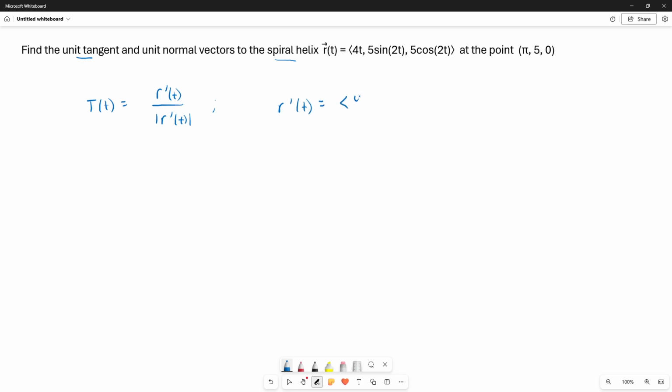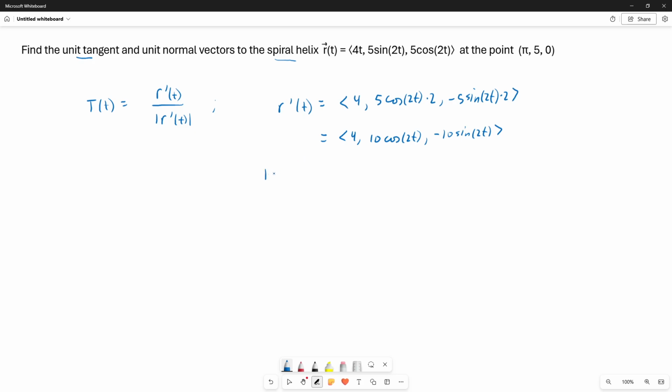That would be 4, and then 5 times the cosine of 2t times 2 by the chain rule, and negative 5 times the sine of 2t times 2. Again, the chain rule, and the derivative of cosine is negative sine. So this is ⟨4, 10 cosine 2t, negative 10 sine 2t⟩.